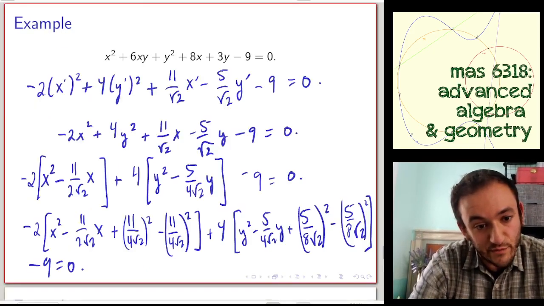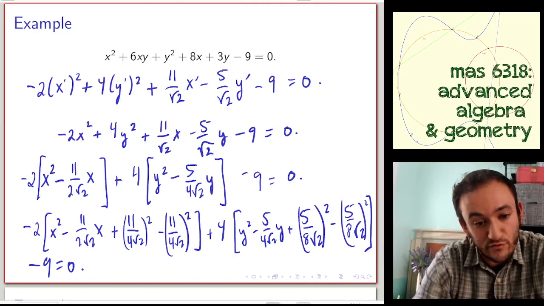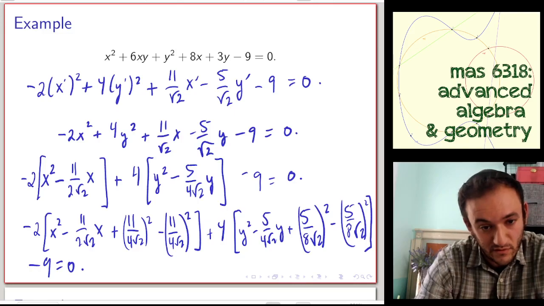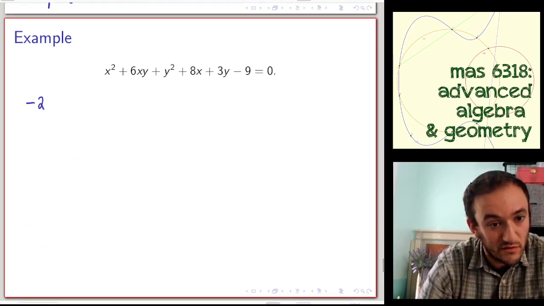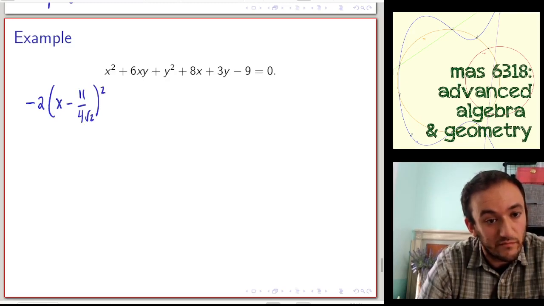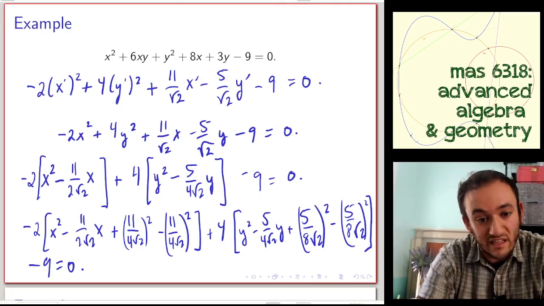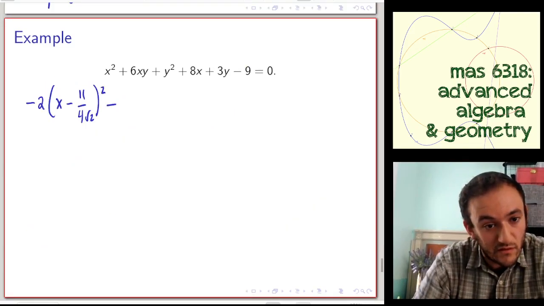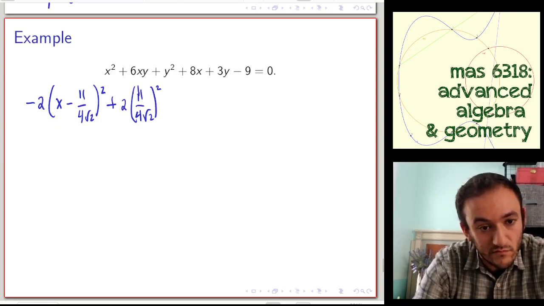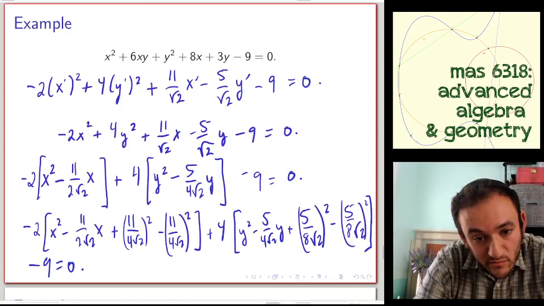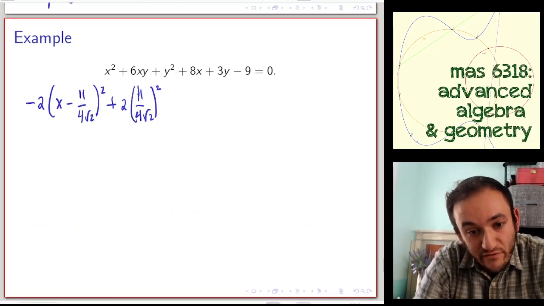Okay, so what do we have? We have x minus 11 over 4 root 2 squared times minus 2, okay, but then we have to also take into account plus 2 times 11 over 4 root 2 squared. Okay, and then the y term is plus 4 times y minus 5 over 8 root 2 squared.